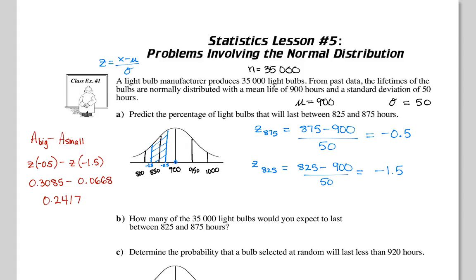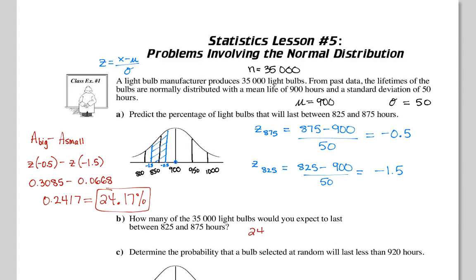Now, how many of the 35,000 light bulbs would you expect to have this range? That's where you have to take your percentage, this 24.17%, and then find the percentage of, which is a junior high skill. All you have to do is multiply the decimal by the number. This would be pretty straightforward at this point in your life.